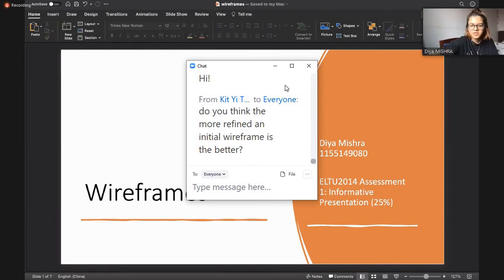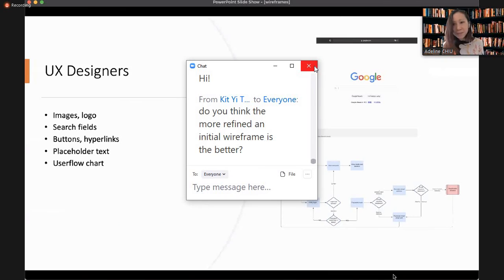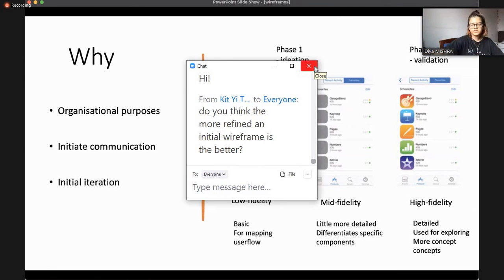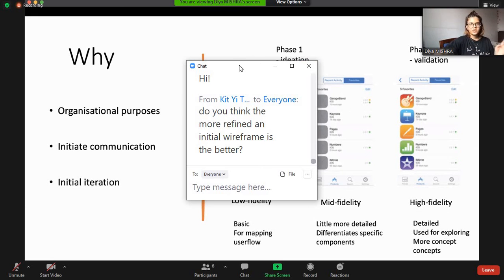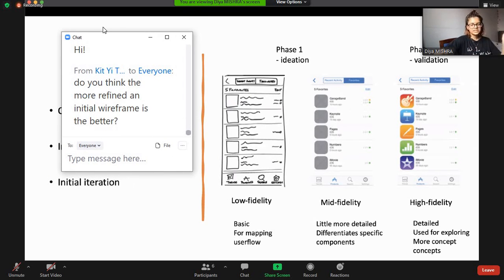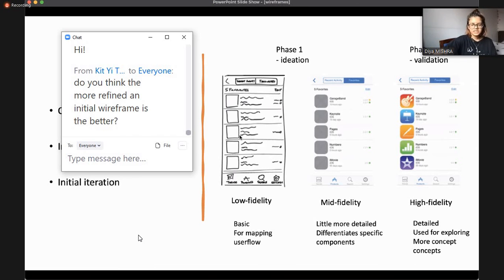Do you think the more refined initial wireframe is better? The initial wireframe is a low fidelity wireframe and it's in phase 1. So the early stages require quantity. You put quantity over quality, because then it allows them to see the highlights and disadvantages of each type of wireframe. If it's more detailed, the energy is going to be wasted because you're going to use only one of them. So I think the more ideas there are, the better, but it doesn't have to be refined as much as the high fidelity.